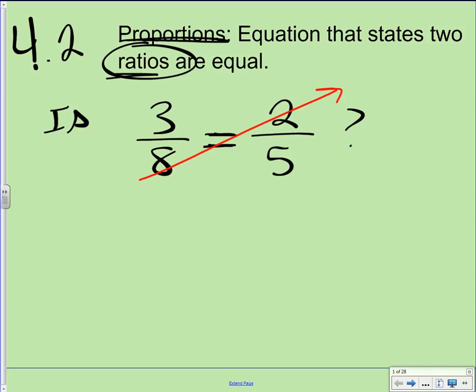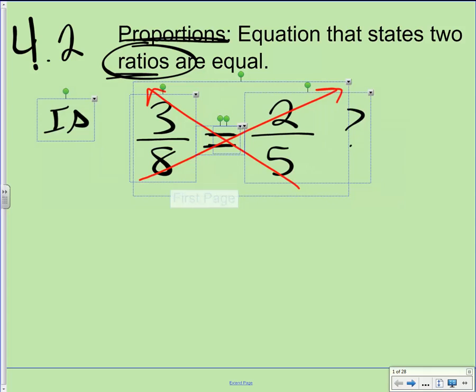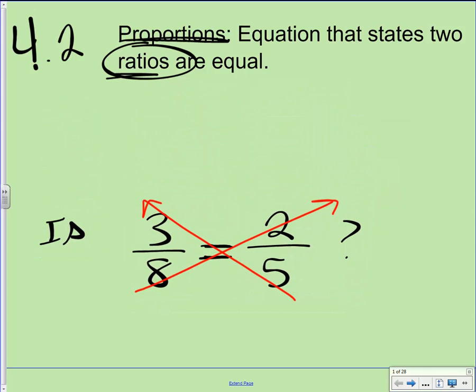The way that we check to see if they're equal is we multiply from the bottom to the top on both sides, and we write the answers and we compare both those answers. So I multiply 8 times 2 and I get 16. I multiply 5 times 3 and I get 15. And so I'm comparing 15 and 16. Are they equal? Not which one's bigger, but are they equal? Because that equal sign is right here. And so the answer is no. Final answer.